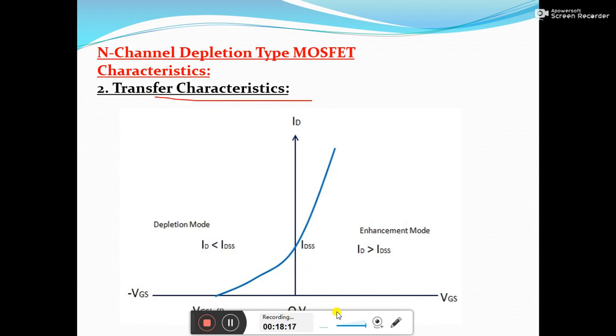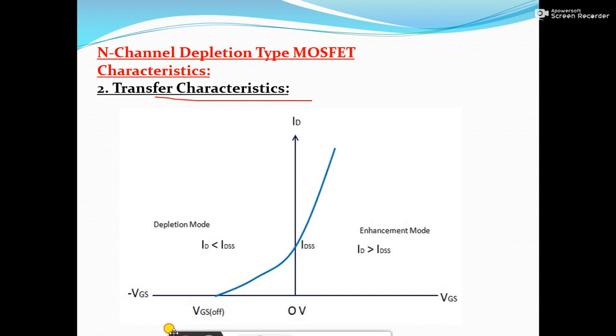So transfer characteristics will tell the relationship between ID and VGS value. As we see here, we can apply the positive VGS value also, as well as we can apply the negative VGS value also. So whenever VGS value is equal to 0, the current is maximum, and that can be referred as saturation. Current achieves the saturation value, that is IDSS.